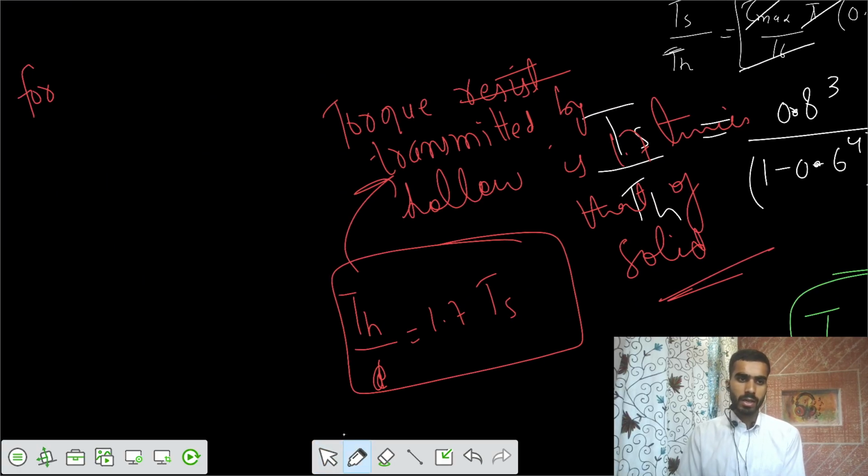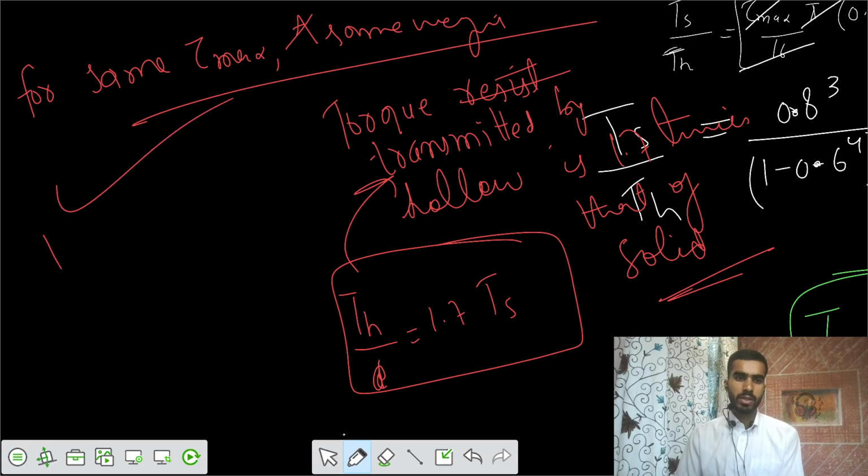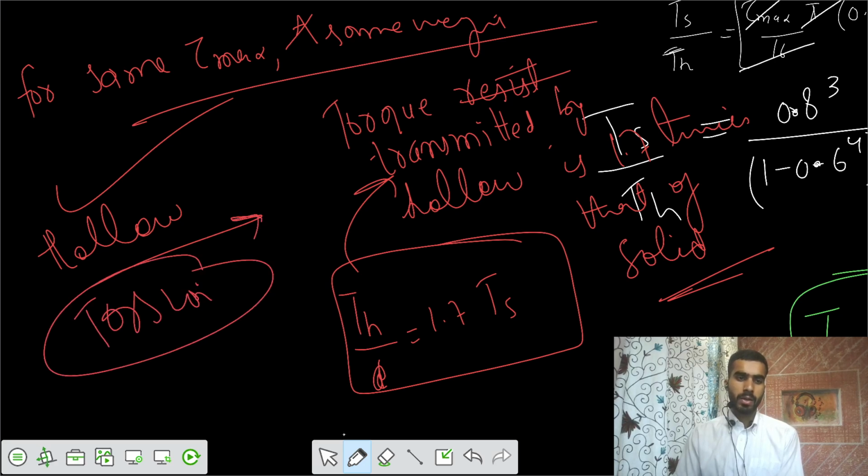so this is the condition that for the same tau max, the same value of maximum shear stress, and the same area, or we can say the same weight, your hollow section is best. You should prefer the hollow section for torsion of shafts.